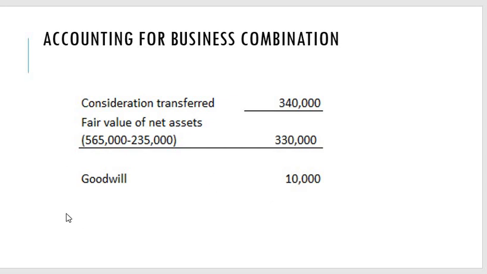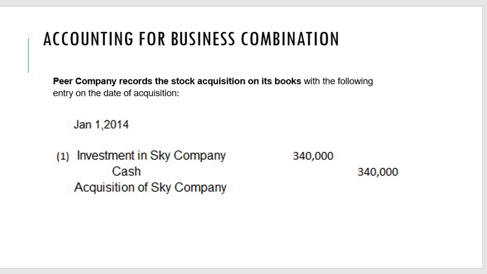How would the parent, Peer Company, record the acquisition? Of course, it will debit an investment account, that would be investment in Sky Company or investment in subsidiary, amounting to 340,000. Then, of course, credit cash for 340,000. That is how we record the acquisition of Sky Company.